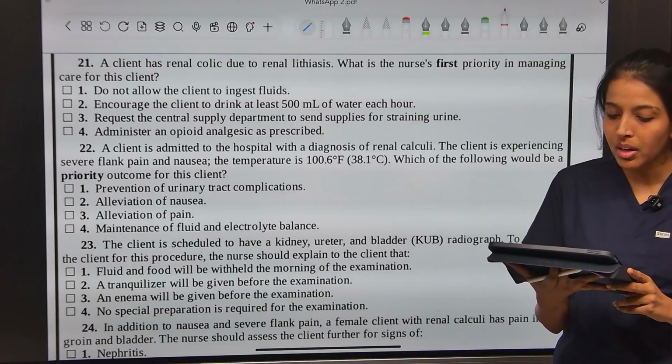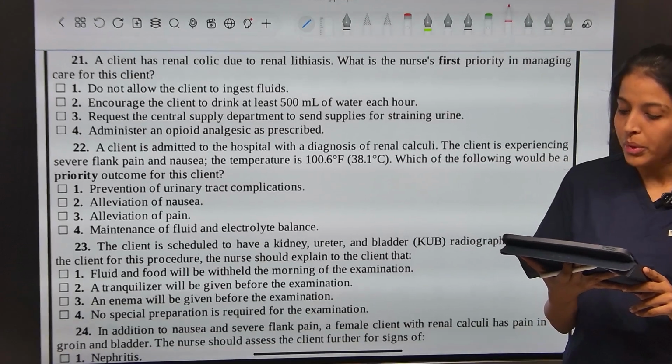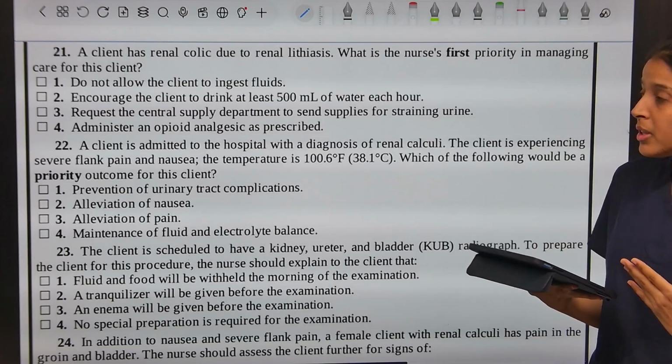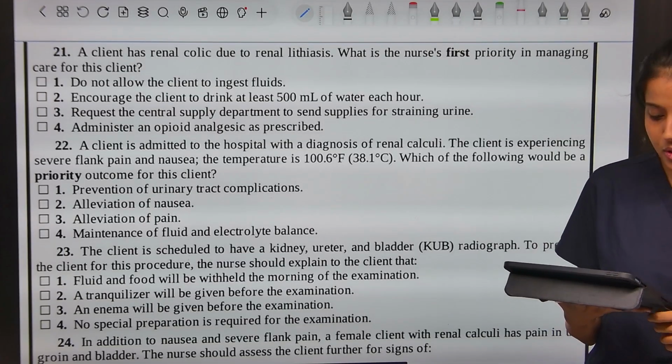A client has a renal colic due to renal lithiasis. Which is the nurse priority in managing the care of the client? So you have four options. Just read the option and try to answer this question.